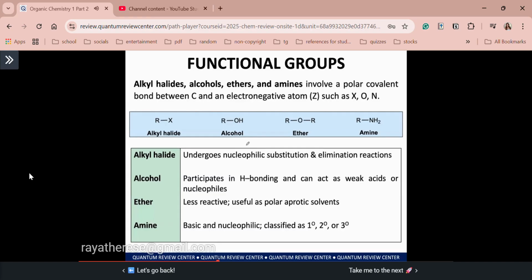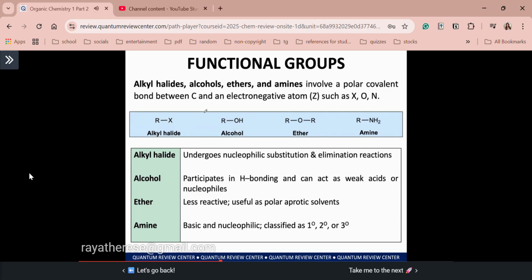Next one, you have your alcohol. Is alcohol reactive? Well, comparably, yes, it can react because it can act as a weak acid or a nucleophile. And aside from that, in terms of its bonding capability, it has an oxygen which has a lone pair, so it is available for hydrogen bonding. Thirdly, ether, less reactive.